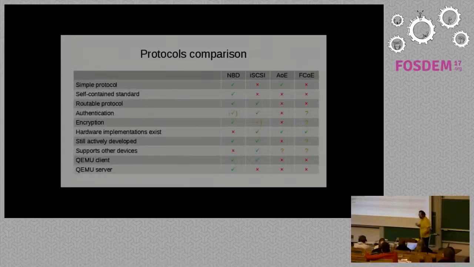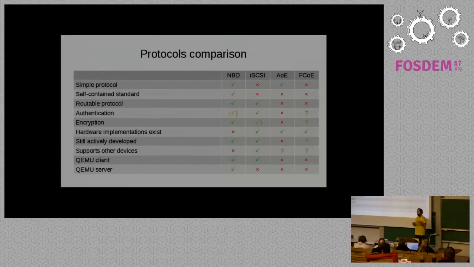It doesn't support non-disk devices, but, and this is what makes it very interesting, there is a QEMU client as well as a QEMU server implemented that does NBD. This is not the case for any of the other protocols. We do have an iSCSI client, so if you want to boot a QEMU virtual device from an iSCSI device, that's perfectly possible. But if you want to export a device from QEMU, you can only use NBD for that. And this is what makes it so interesting for virtualization.